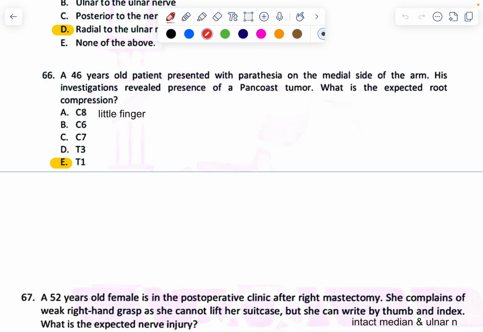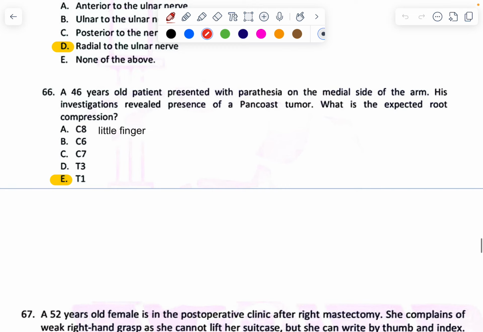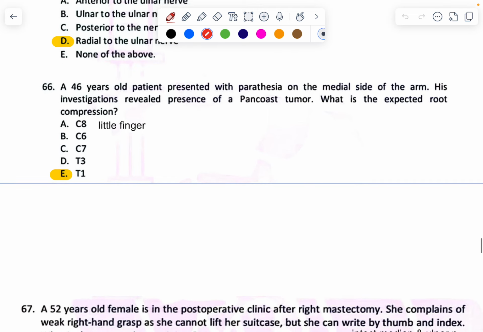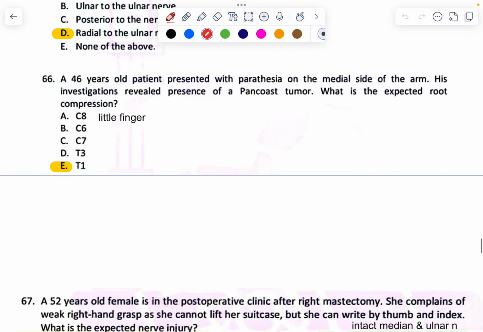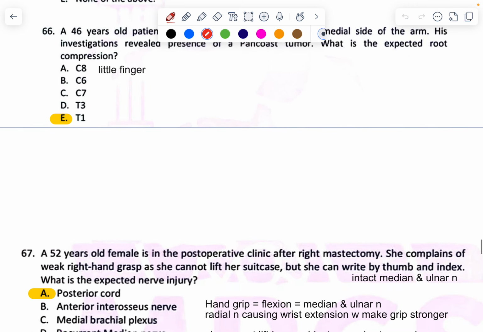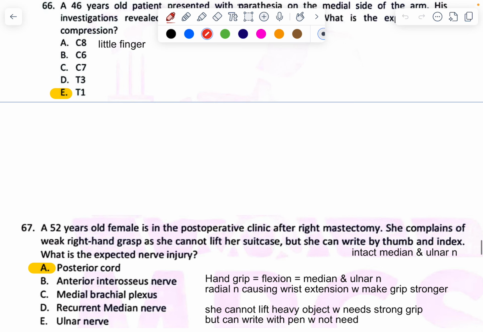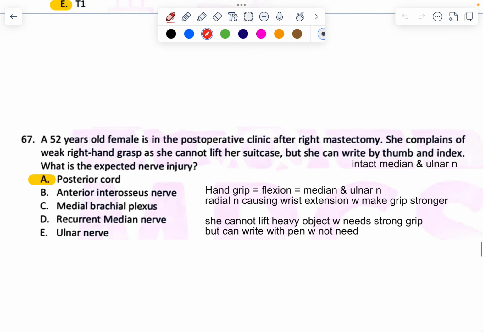A 52-year-old female is seen in a clinic with complaints of weak right hand grip, as she cannot lift her suitcase, but she can write with thumb and index finger. What is the expected injury? She complains of weak hand grip. She cannot lift the shoulders. What is the expected injury? So the median nerve is intact, posterior cord: hand grip is flexion, median; radial causes extension. So posterior cord injury.